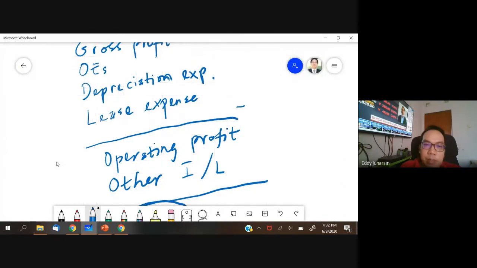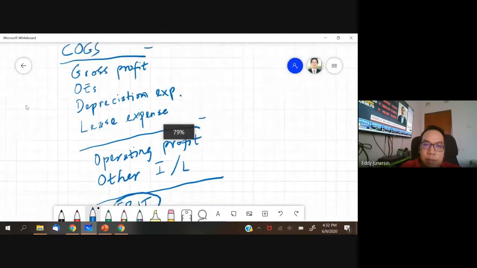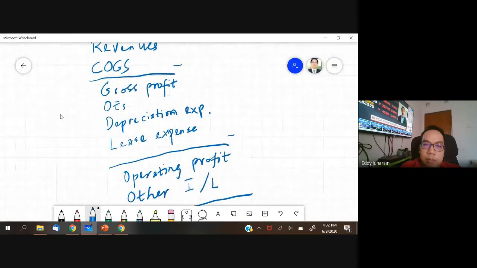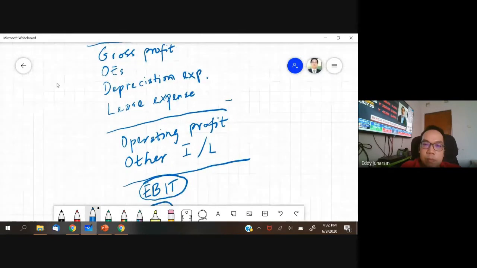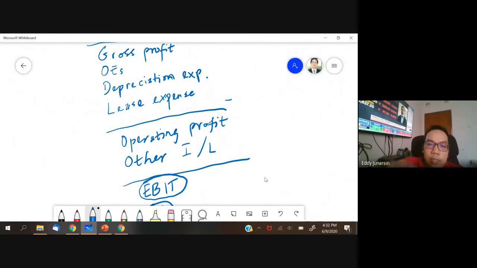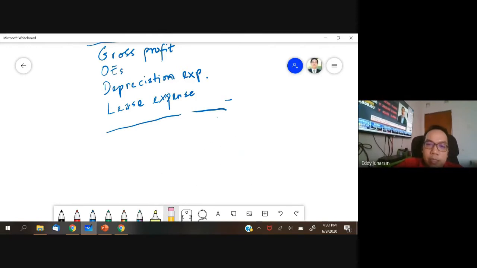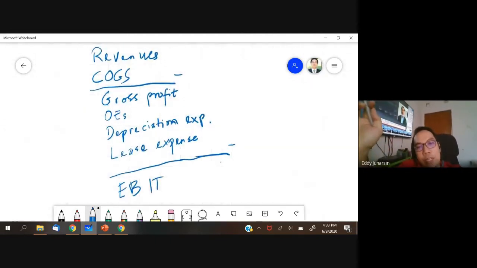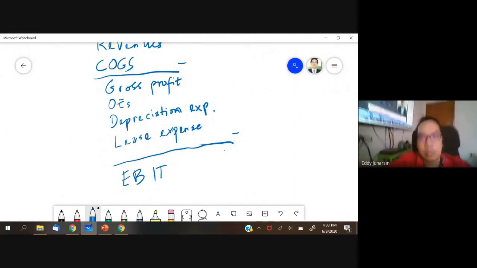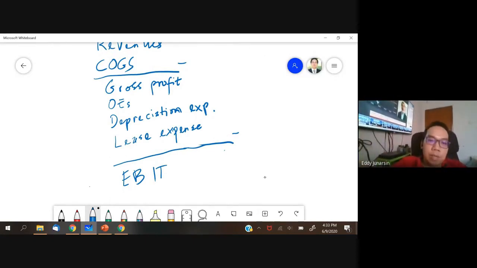Okay, so this is the logic. Let's come back here. Okay, so to make it easy, we will assume that we have no other income and losses. So there's no other incomes or losses. So immediately here is EBIT. Okay, again, we don't have other incomes or losses. So the operating profit is immediately the EBIT.